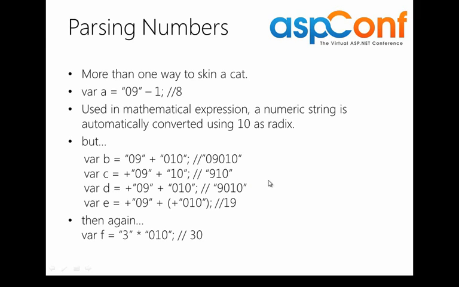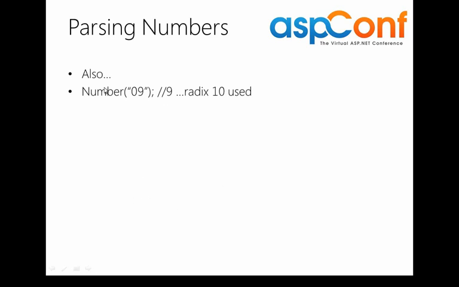You might have noticed that when you do plus "09", it doesn't have the problem with the radix that parseInt had. It always uses 10 as the base. Another approach to parsing numbers is to simply call the function Number. And if you do Number("09"), the radix 10 is used. So you get 9, not 0 like you would with parseInt.